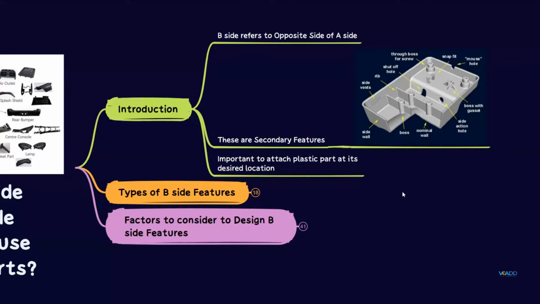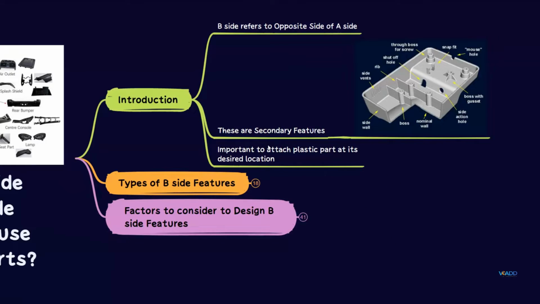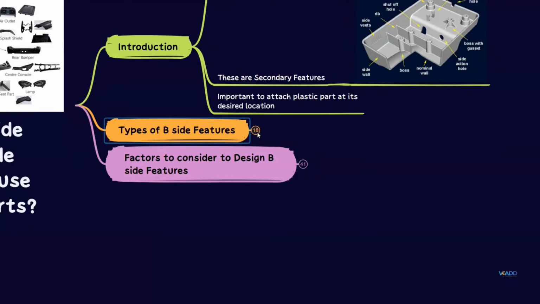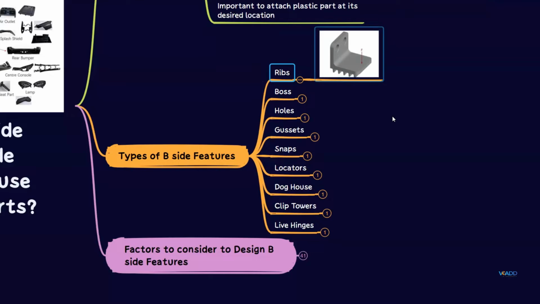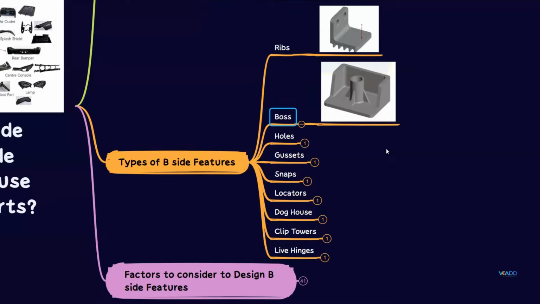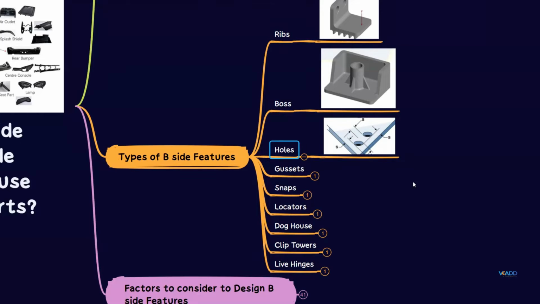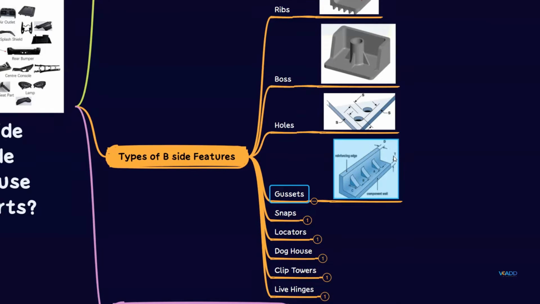Now we'll see what types of B-side features we are talking about. There are multiple, you can say 1,000 types, but these are the common types of B-side features. You can see ribs, in one of the images here, the supporting ribs to strengthen the part. Then boss: if you want to attach a screw, you are going to create a boss something like this. Then holes will be there. Then gussets will be there. Gussets are nothing but a set of ribs, you can say.